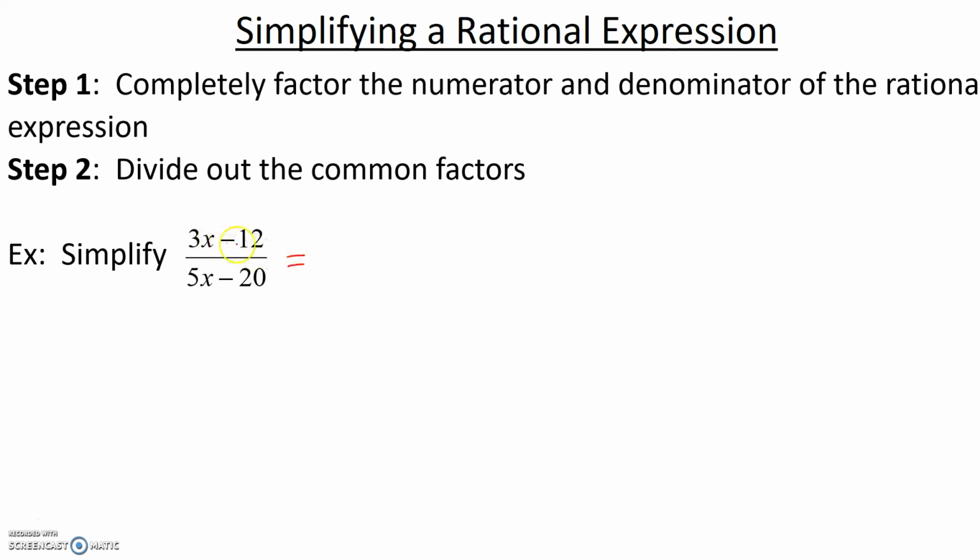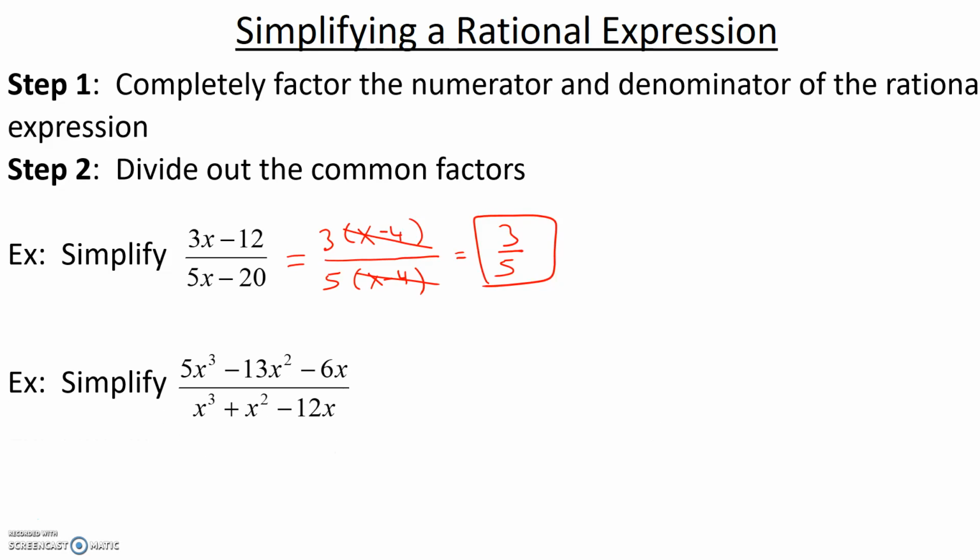Now to factor 3x minus 12, we must take out the greatest common factor, which is 3. We're left with 3 times the quantity x minus 4. x minus 4 cannot be factored any further. With 5x minus 20, the greatest common factor is 5. We're once again left with the expression x minus 4. Since x minus 4 divided by x minus 4 is 1, we will divide out the common factor, and our answer would be 3/5.